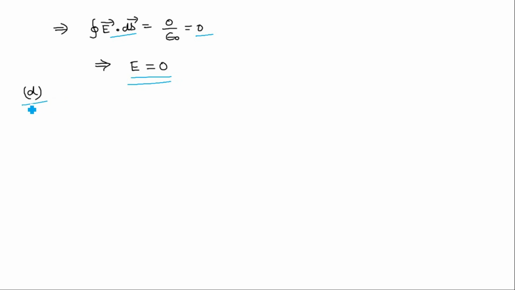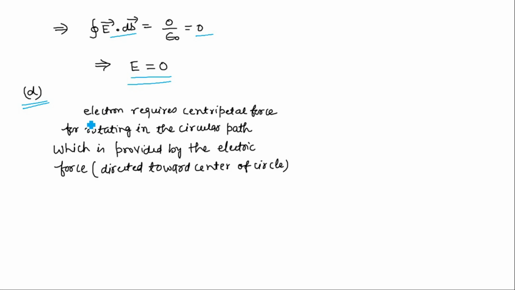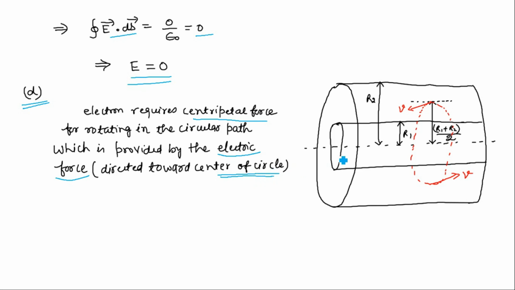Let us now solve problem D, in which we have to find the kinetic energy of the electron. We know that whenever something revolves in a circular path, it requires centripetal force. Now in this case, the source of this centripetal force has to be the electric force acting on the electron, and this electric force is directed toward the center of the circle, and centripetal force is also directed toward the center of the circle. In order to understand this in a better way, you can see this is the point where we have an electron, let us say E.